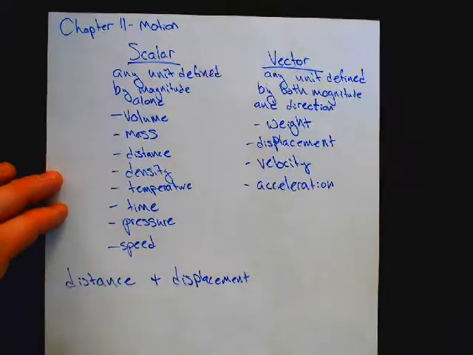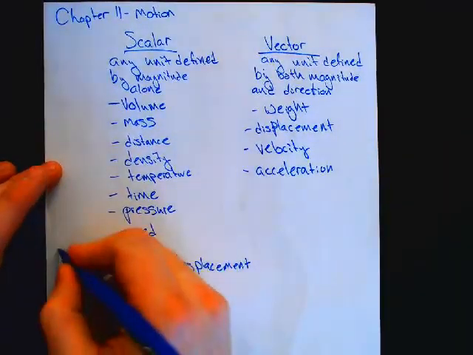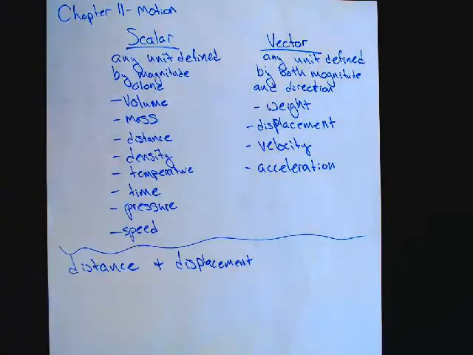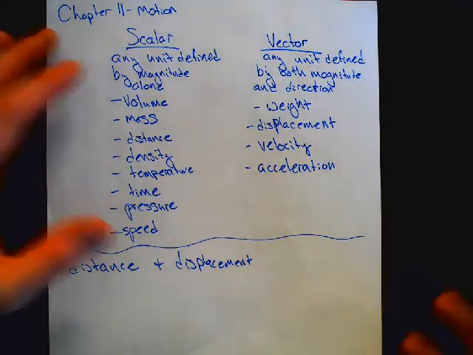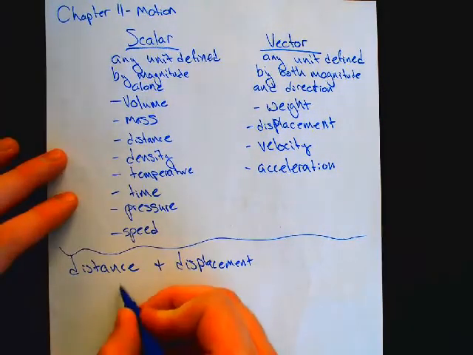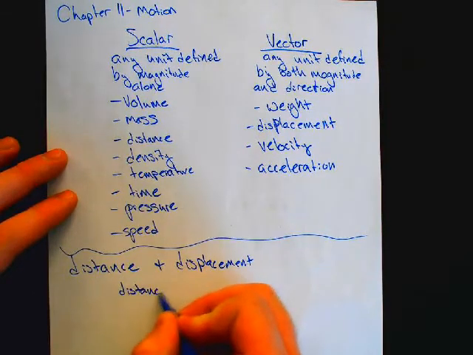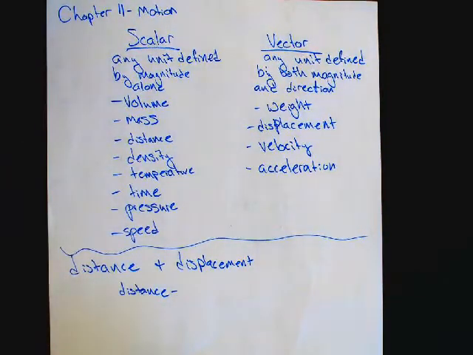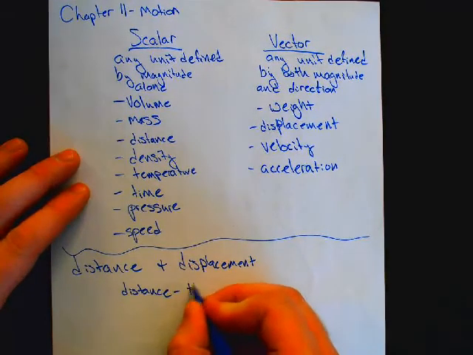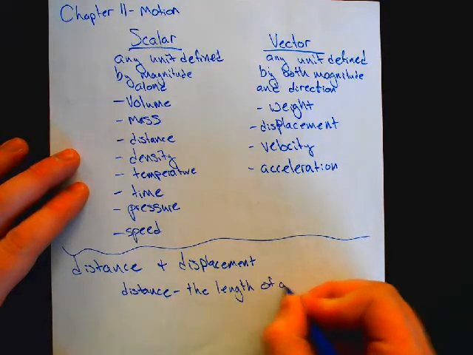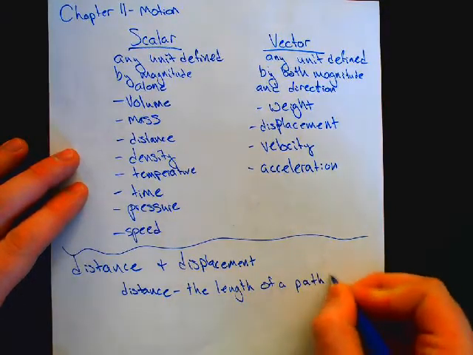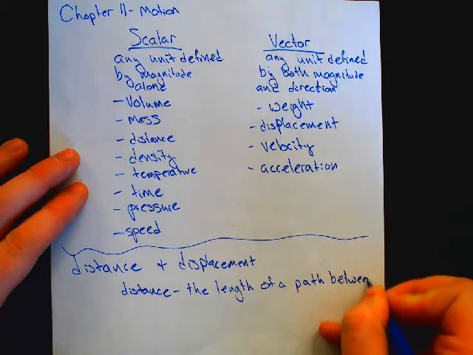Okay, so both of these are measuring the amount of space between two locations. However, the way in which they're measured is a little bit different. When we talk about distance, distance is simply measuring the length of a path taken between two locations. The length of a path between two locations.